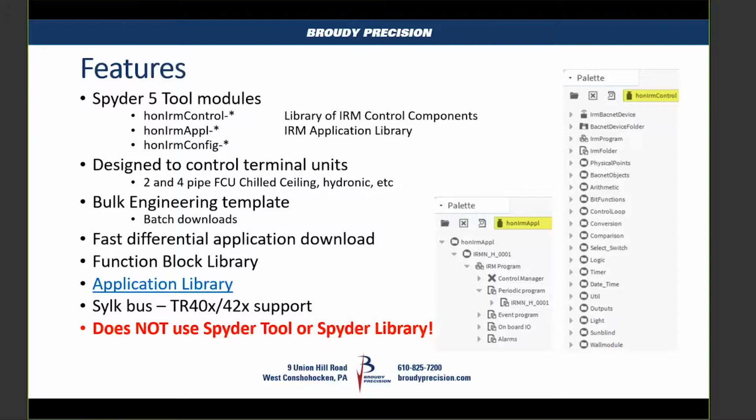And then that function block library, which was that HON-IRM control module, does have silk support for the TR40 series only. It doesn't have support for the TR70 series. The big one there, I decided to go bold and red, was it's not a Spyder, so you can't use the Spyder tool. It means all your applications you wrote in your Spyder library, you can't use any of those. You're starting from scratch. Totally different library. Even though they call it Spyder.